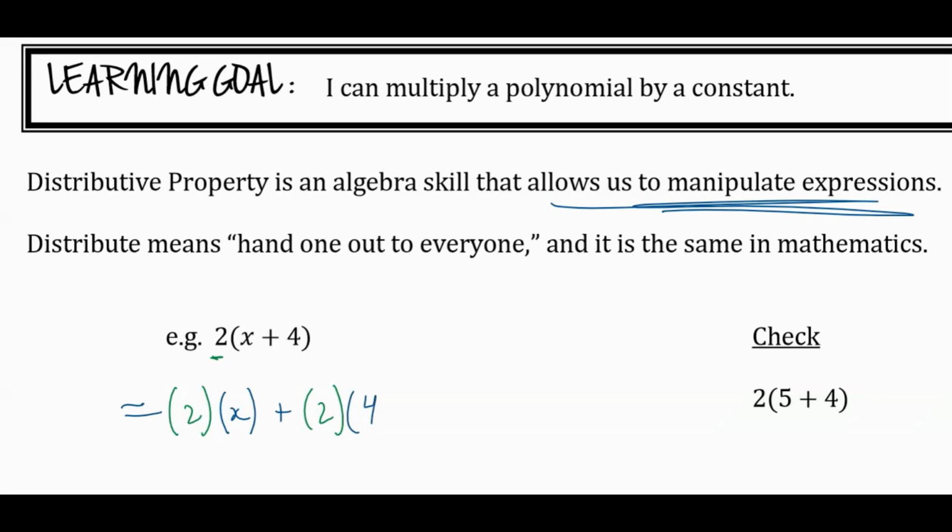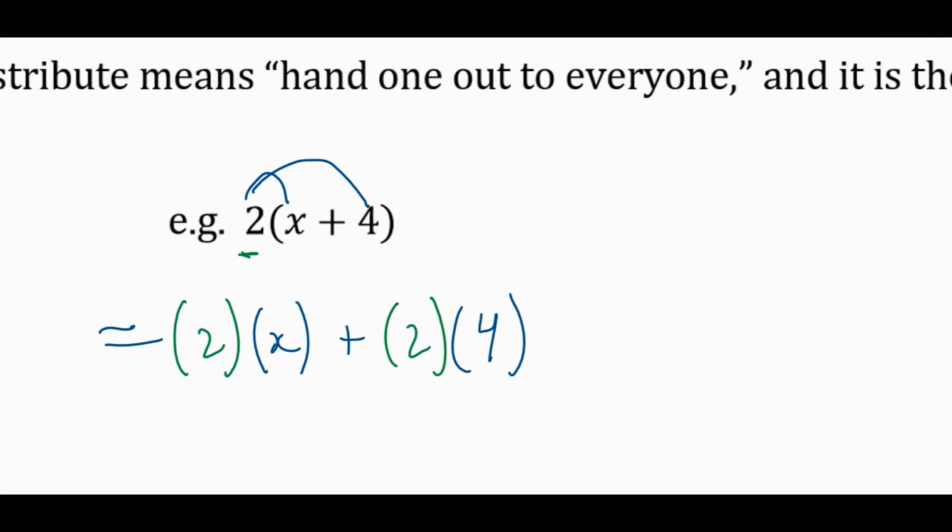And you can write these little guidelines. I would strongly recommend doing that until you get good at this and you're never making mistakes. Notice how this means multiplication, 2 times this. So I multiply 2 times the x and 2 times the 4.